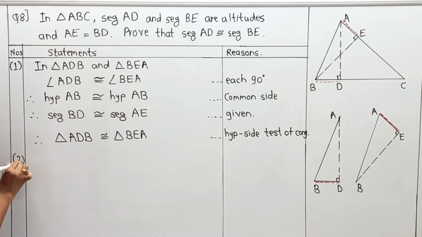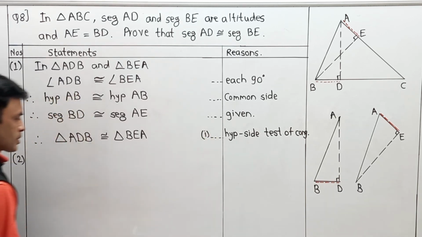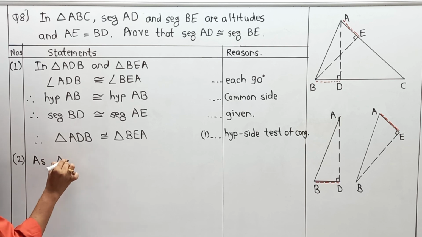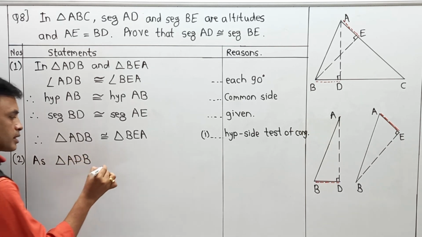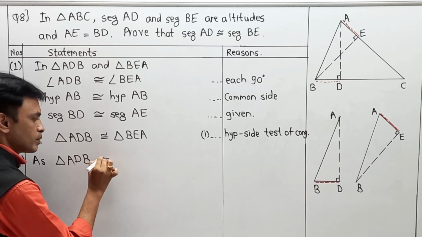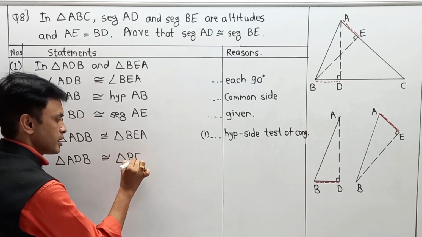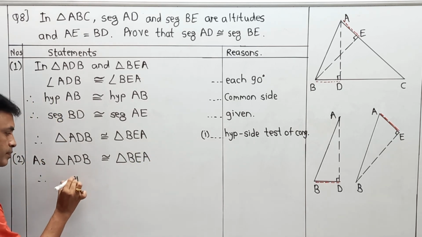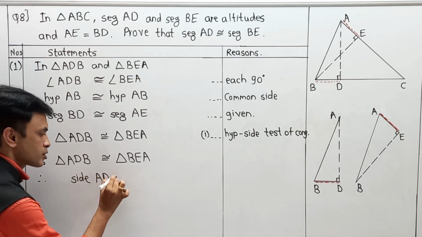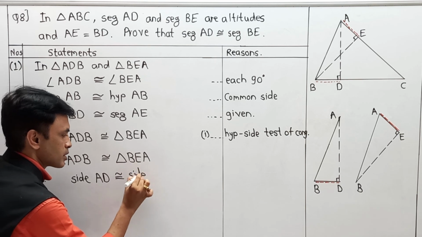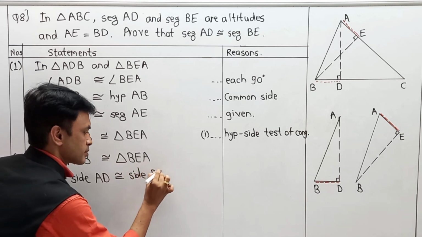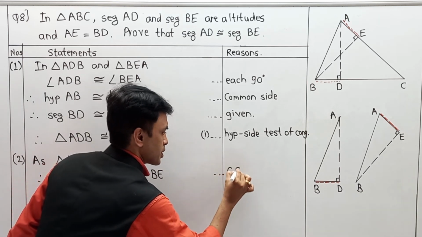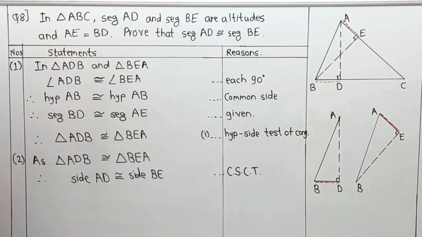So the second part, I am giving it as equation 1. As triangle ADB is congruent to triangle BEA over here, therefore side AD is congruent to side BE, reason corresponding sides of congruent triangles, or we can have side AD congruent to side BE, and that is your final answer.